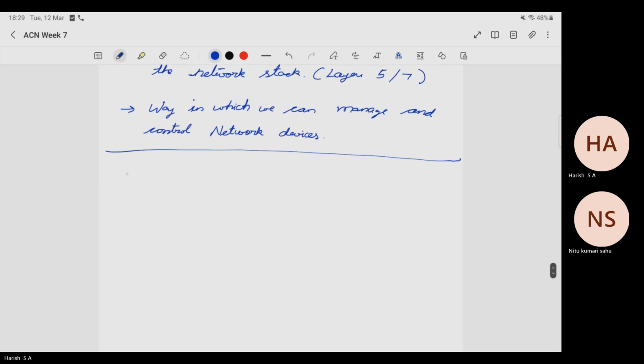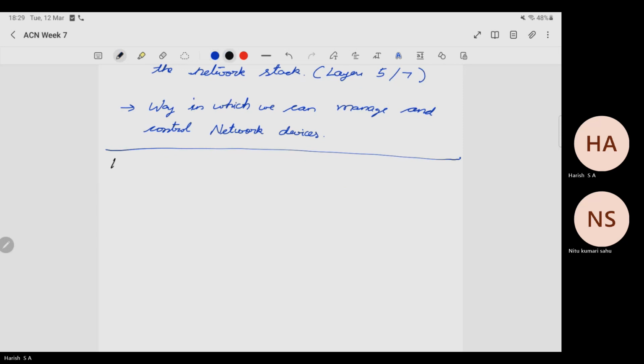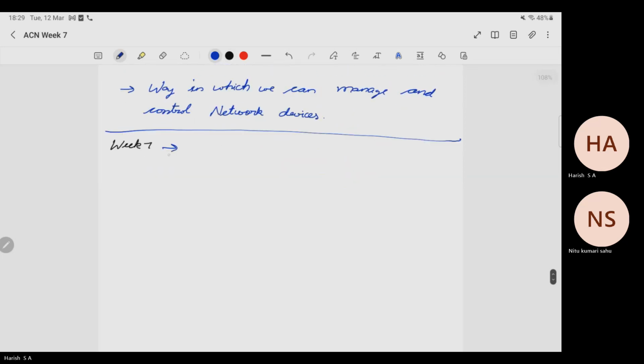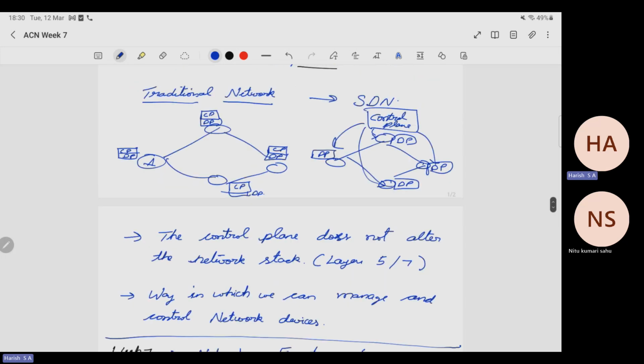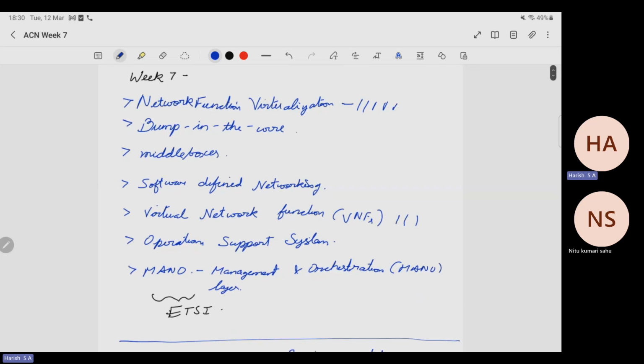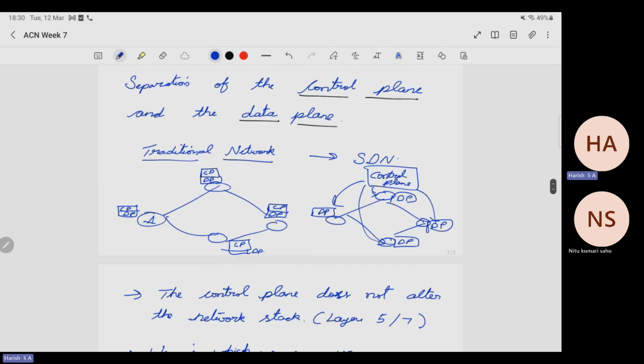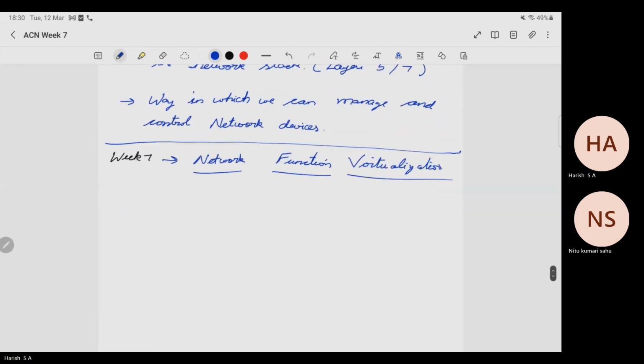But this week, we have something called network function virtualization, NFV. The whole week is about NFV. As you noticed, we saw 4 to 5 instances of the NFV keyword in the questions; almost 5 questions had NFV in them.